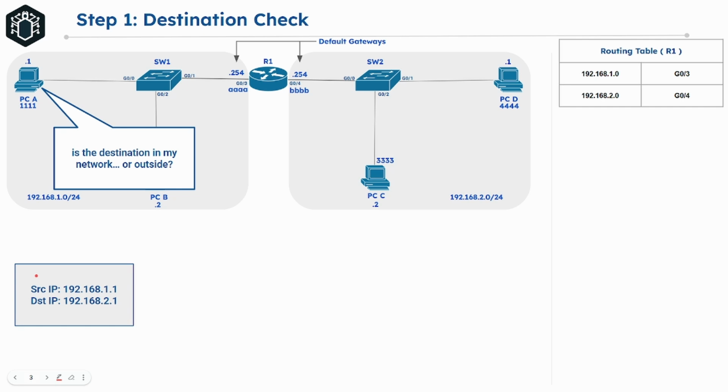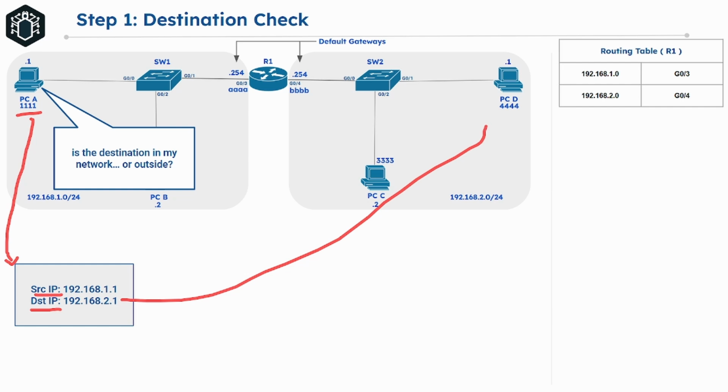Now, before anything is sent, PCA creates a layer 3 packet, and this particular packet contains two very important pieces of information. The source IP 192.168.1.1, which is of PCA, and the destination IP 192.168.2.1, which is PCD's IP. And this destination IP is what will guide the packet through the network.